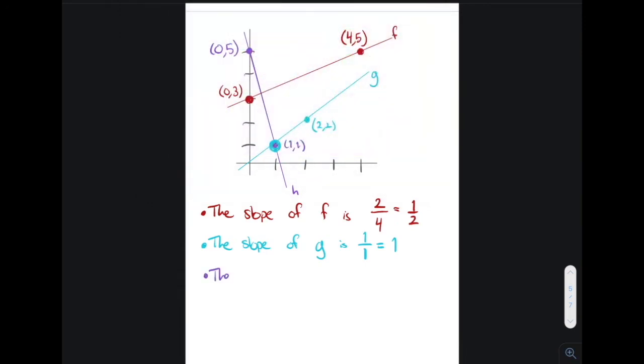And finally, we have the slope of h. We have the points 0, 5 and the point 1, 1. Sorry, 1 minus 5 is -4, and 1 minus 0 is 1. So we have -4 over 1. We have a slope of -4.